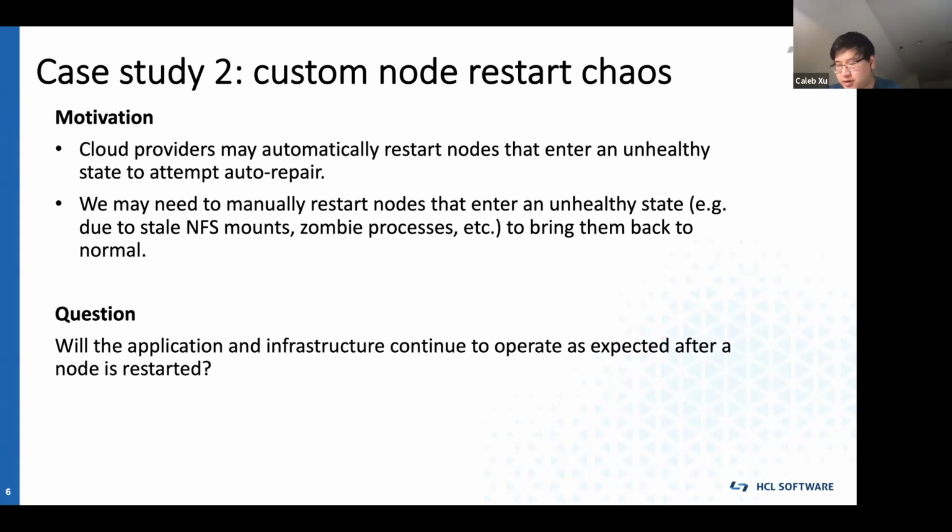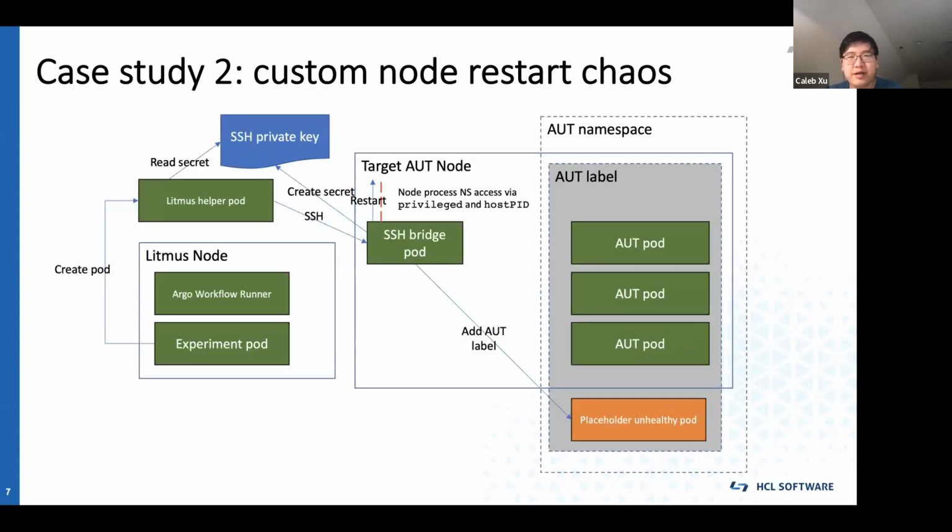Yeah. And so this is kind of what we came up with. It's a little bit complicated. But to give some context, Litmus does already have a node restart chaos experiment out of the box, and we found it was really useful to understand their approach. But frankly, there were a couple of reasons that we couldn't just use that one directly.